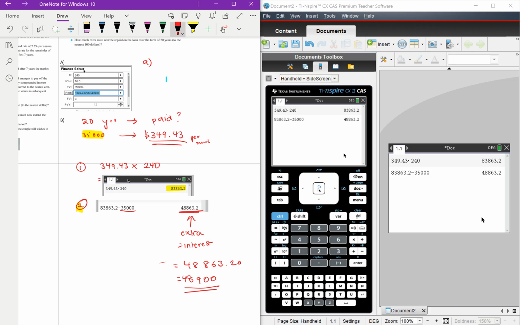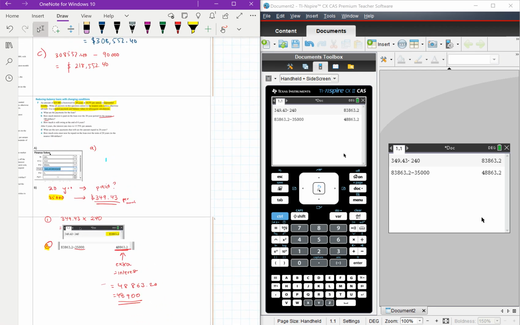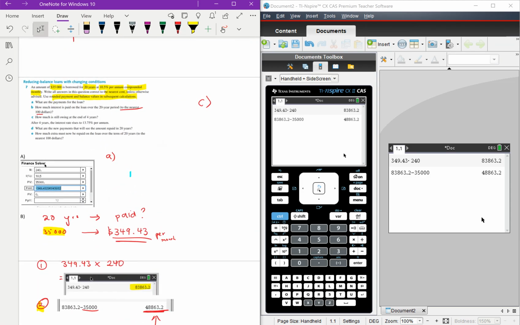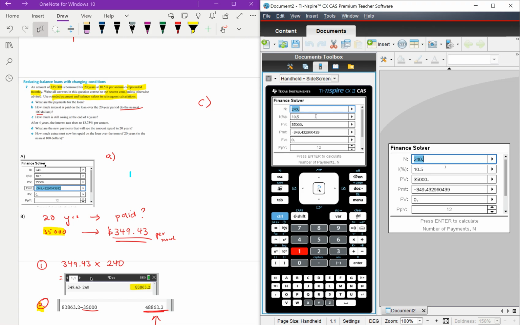And then moving on to question C. Okay, so C, I'm just going to write it over here. Oh, there we go. C asks us how much is still owing at the end of 4 years? Okay, so we're going back to our finance solver, menu 8.1. How much is still owing after 4 years? Well, remember you're paying $349.43 every month.